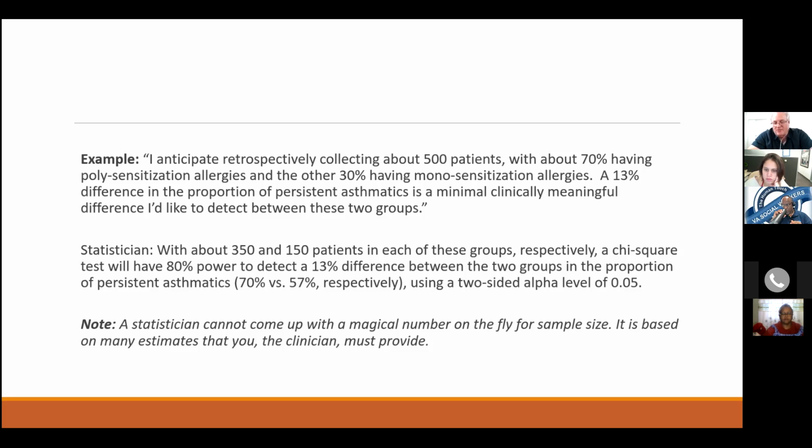So a classic sample size calculation that a statistician will provide to a researcher for a two-group study is something like this. How many do you need per group? How much power do you have? You want to have at least 80% power.